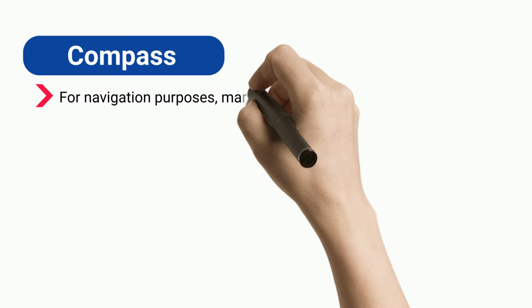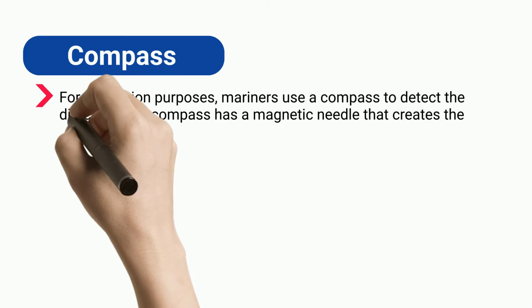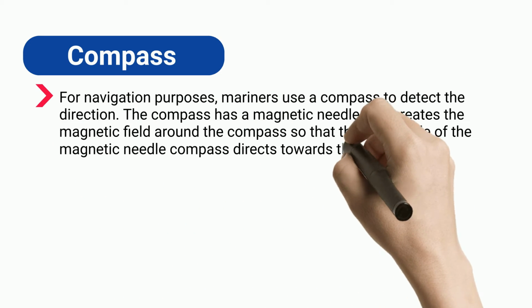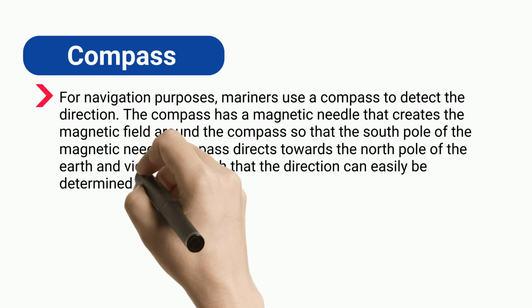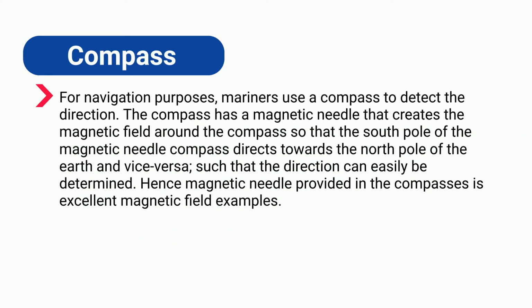Compass. For navigation purposes, mariners use a compass to detect the direction. The compass has a magnetic needle that creates the magnetic field around the compass so that the south pole of the magnetic needle compass directs towards the north pole of the Earth and vice versa, such that the direction can easily be determined. Hence, the magnetic needle provided in compasses is an excellent magnetic field example.